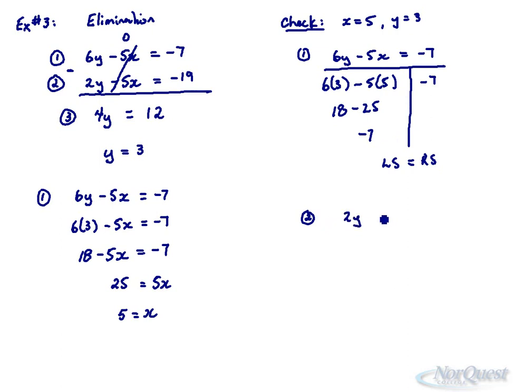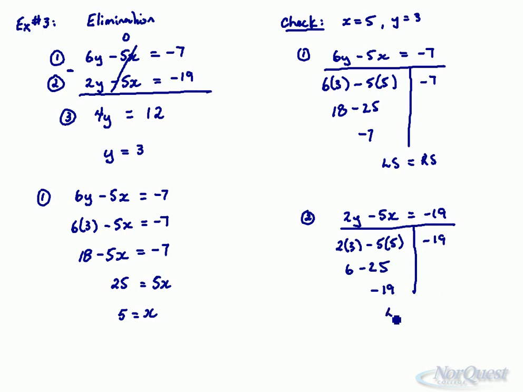2y minus 5x equals negative 19. Again, plug in x and y, so you get 2 times 3 minus 5 times 5, so you get 6 minus 25, negative 19 equals negative 19. I can get this all done on one slide. The solution is, I'm going to write it as a coordinate, 5 and 3.